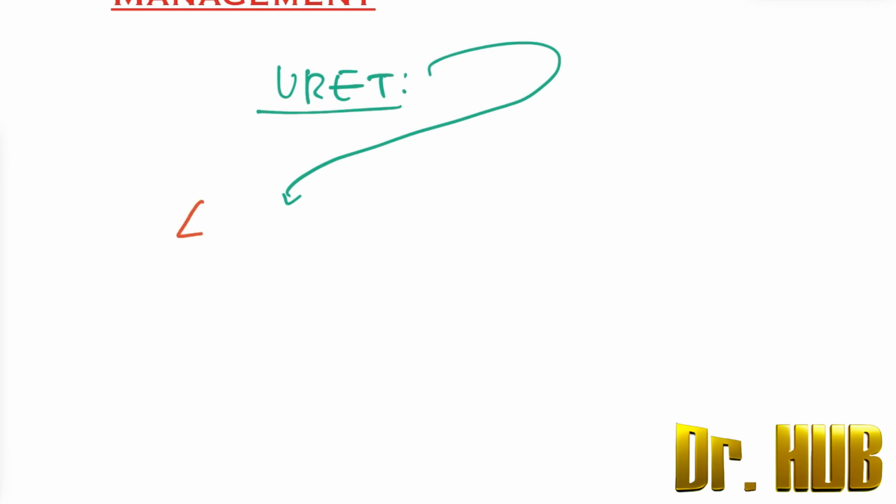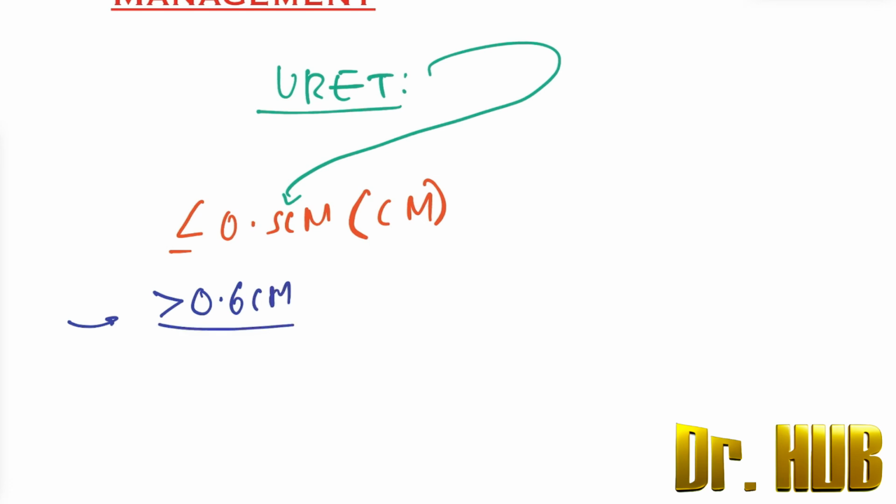Next, this was about renal calculi. Now we look at the ureteric calculi. Under ureteric calculi, it is just two divisions. First, it is less than 0.5 centimeters. Here you do CM, conservative management. Next is when it is greater than 0.6 centimeters.